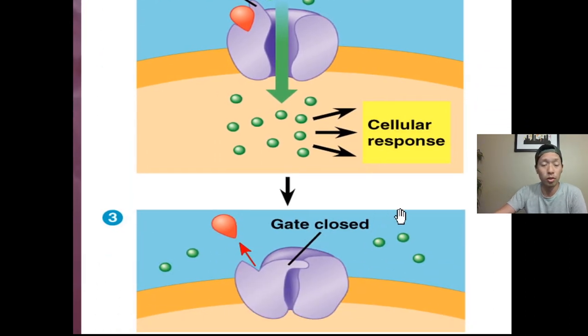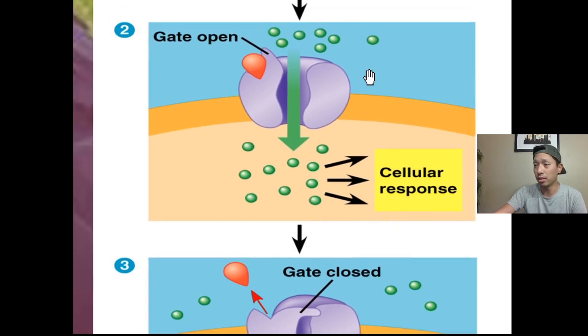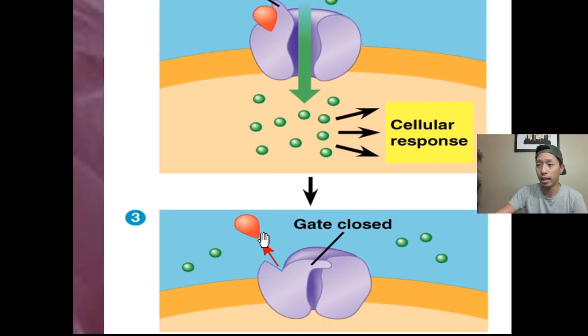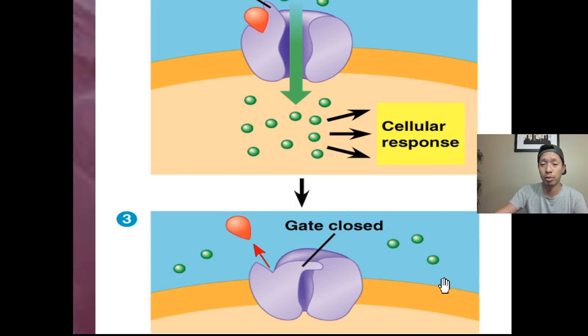Now, again, this is a reversible process. So as long as there's a concentration gradient, as long as that ion channel is open, the ions are going to keep moving, right? But because this is a regulated process, as soon as that ligand is removed from that binding site, the gate's going to close, and even if the gradient's there, those ions are not going to be able to move through.